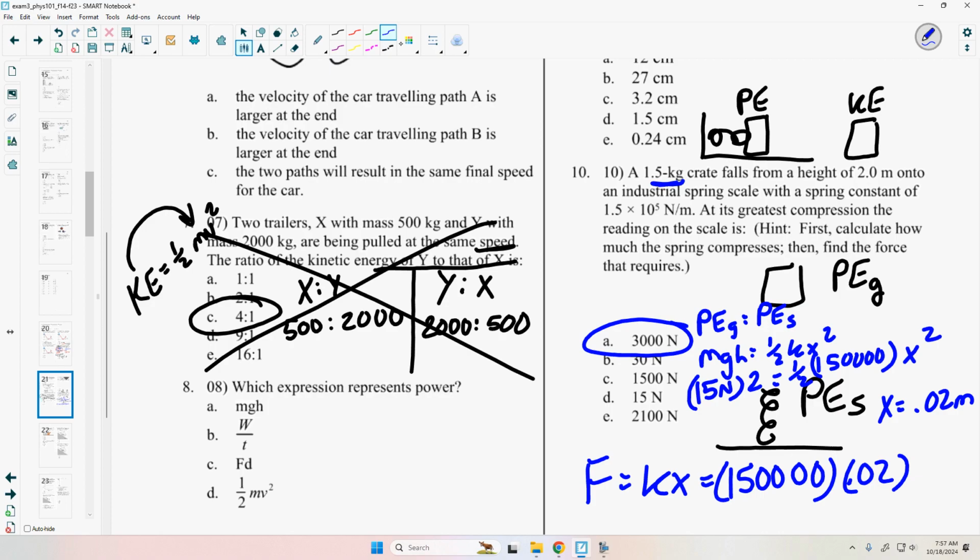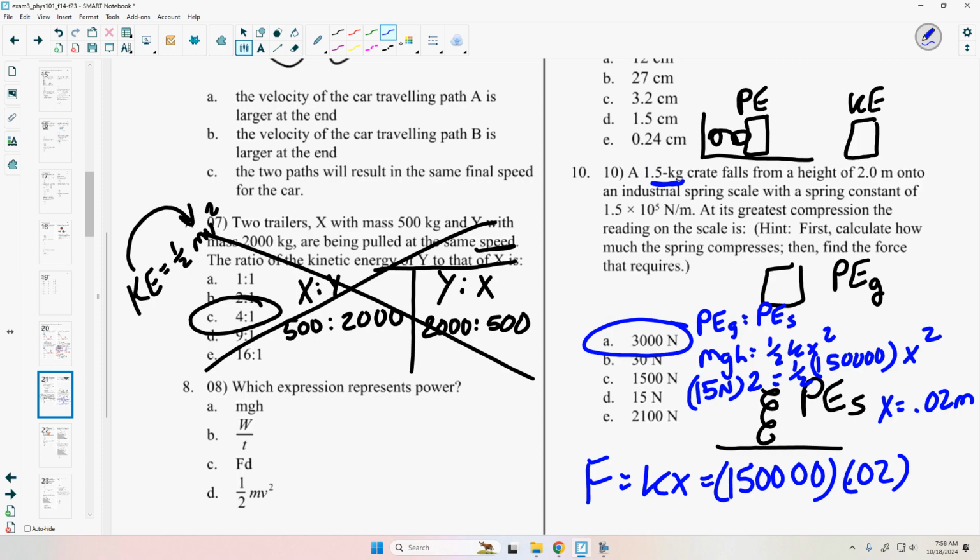But there was an additional step where once you find the compression of the spring, setting our gravitational equal to our elastic potential, once you find that x, then you use Hooke's law to determine what is the force that's being read on that scale. I mean, that's what scales do. They have a spring in them, and they're calibrated so that when you compress the spring by a certain amount, it reads some force. Okay, so yes, possible.